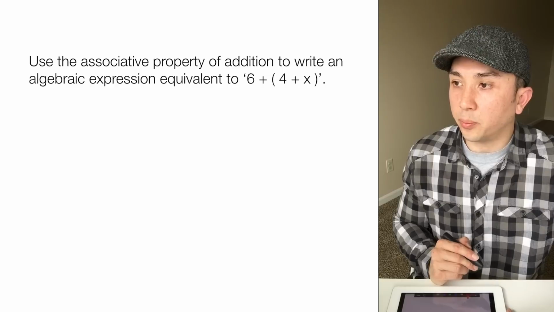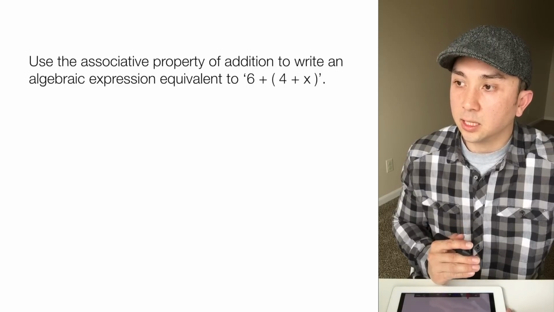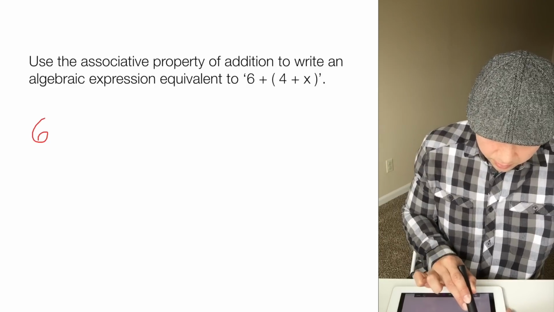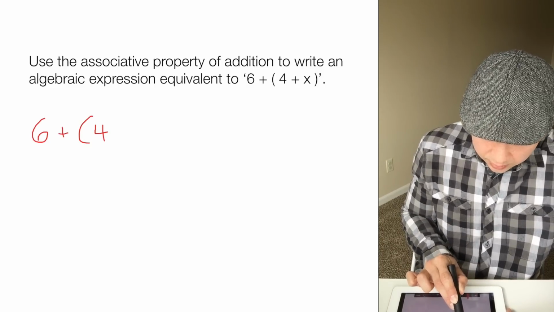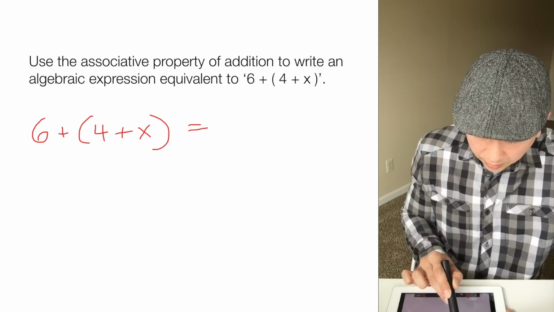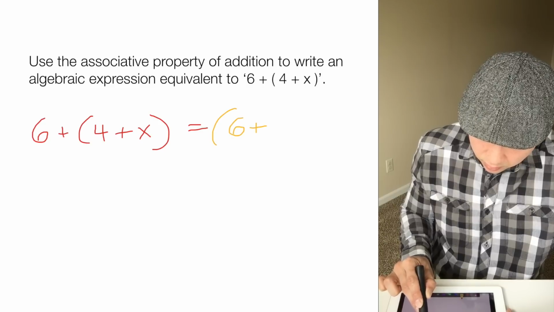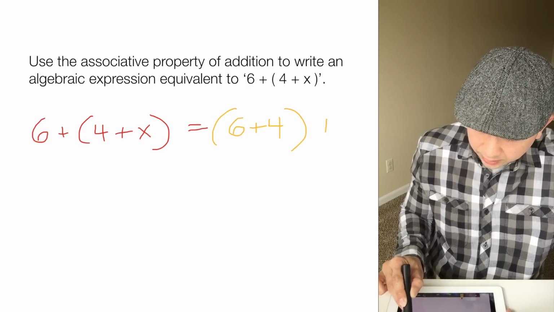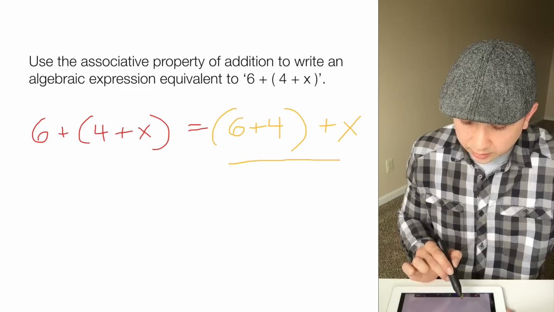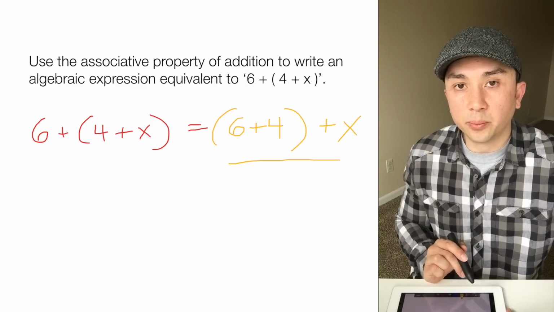Use the associative property of addition to write an algebraic expression equivalent to 6 plus 4 plus x. So here we have 6 plus 4 plus x. Now we know we could either do 4 plus x, or we could do 6 plus 4 and then add x. So here's the algebraic expression equivalent to 6 plus 4 plus x using the associative property of addition.